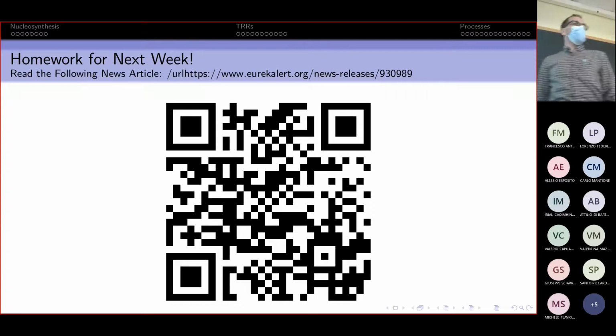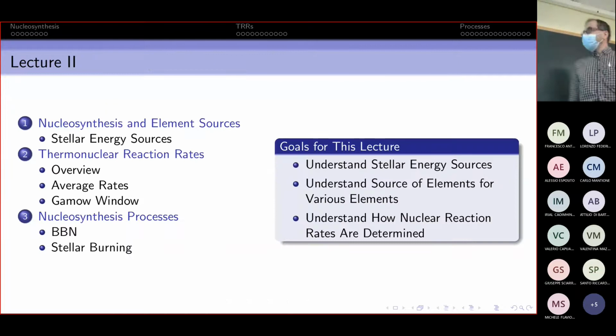Okay. So today we're going to talk about nucleosynthesis. All that means is how are elements made. Nucleosynthesis. Okay. I'm going to talk a little bit about what we call thermonuclear reaction rates.